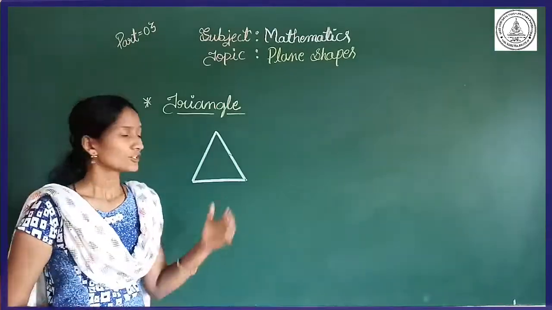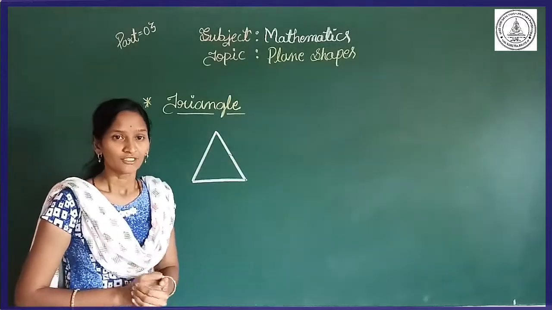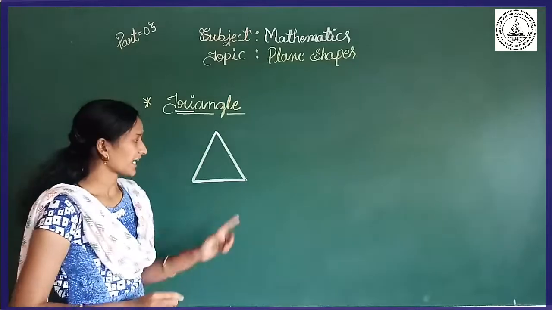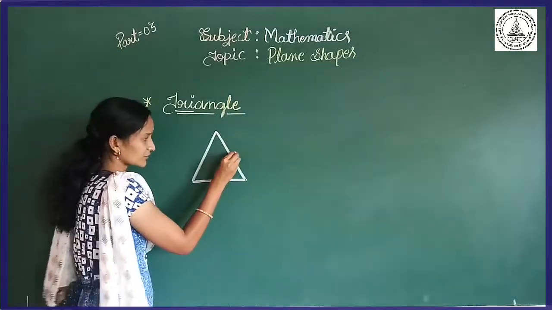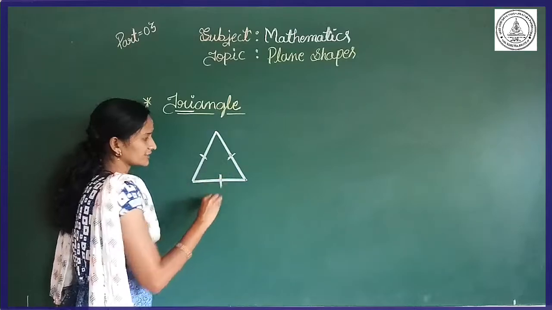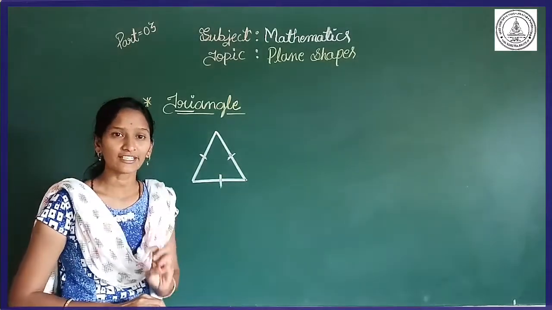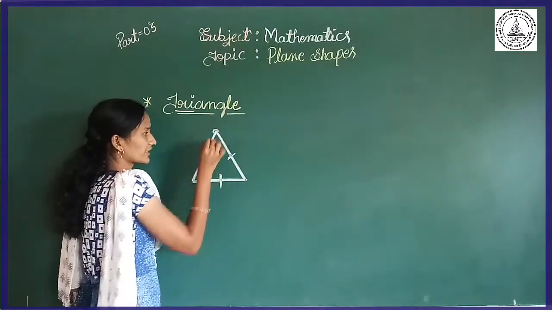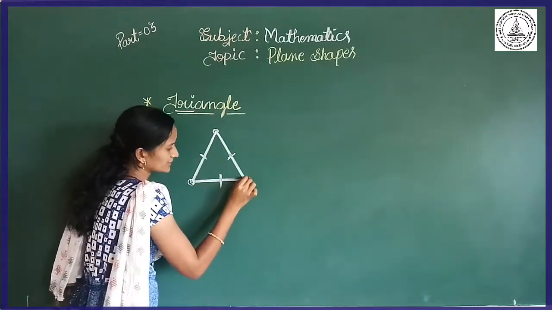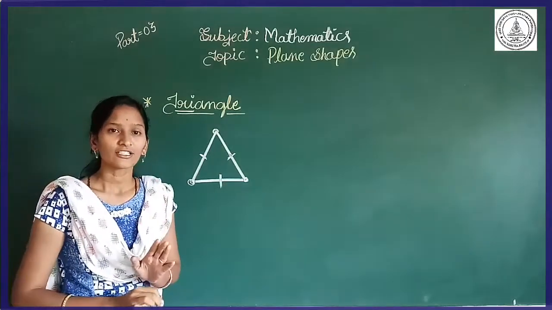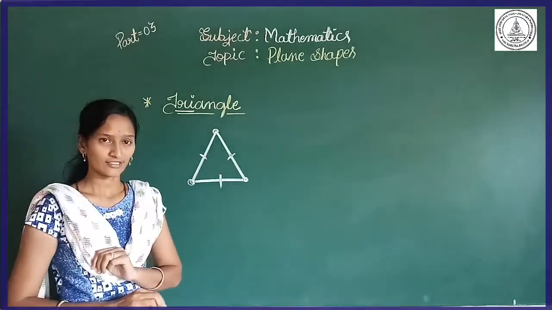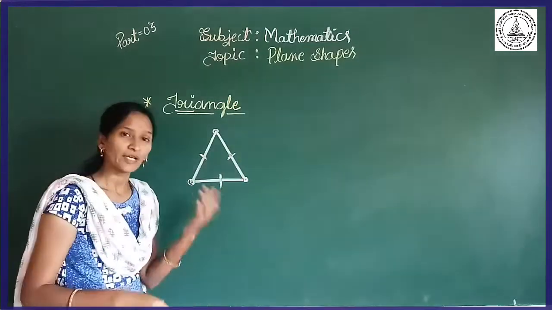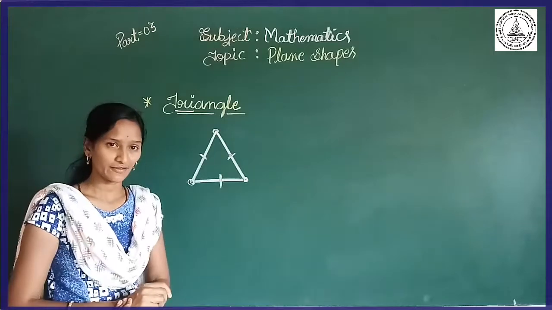Okay, students, look here, this is a triangle. The name itself says it: tri means three. It has three sides. See here, this is the first one, second one and this is the third one. The total sides are three. Come to the corners. Look here, this is the first corner, this is the second one and this is the third one. It contains three corners. But in a triangle, these three sides may be equal, may not be equal.